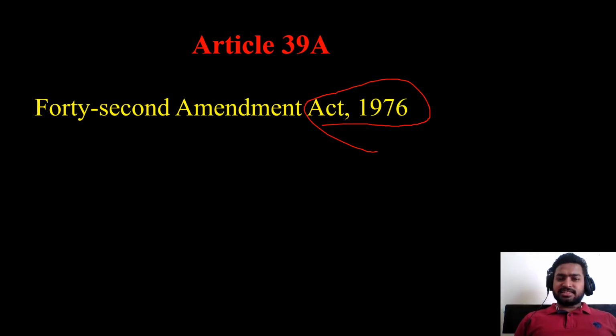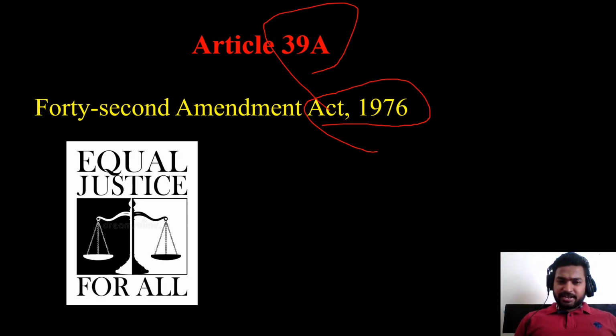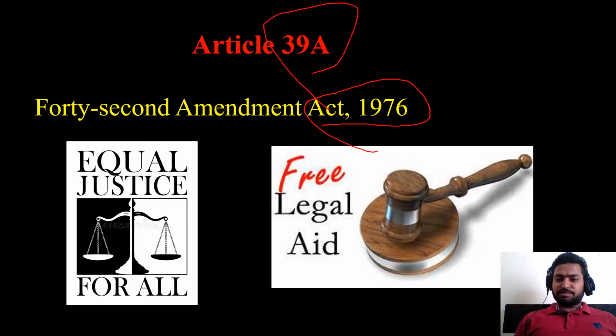So this Article 39A talks about free legal aid and, most importantly, justice for all the people. What? Equal justice for all the people and free legal aid. This Article 39A tries to bring social justice and affordable justice to the needy sections of society.